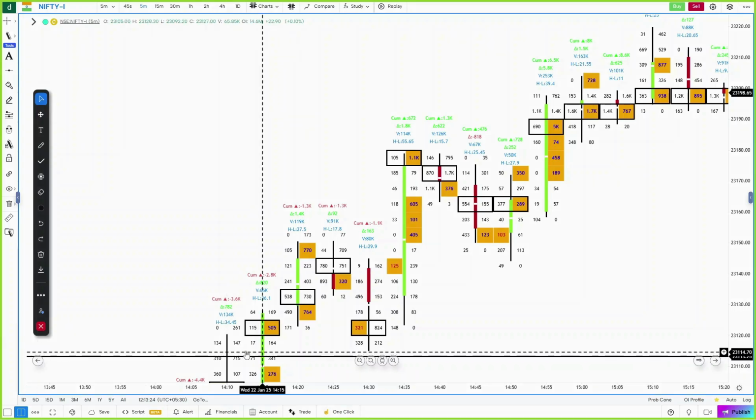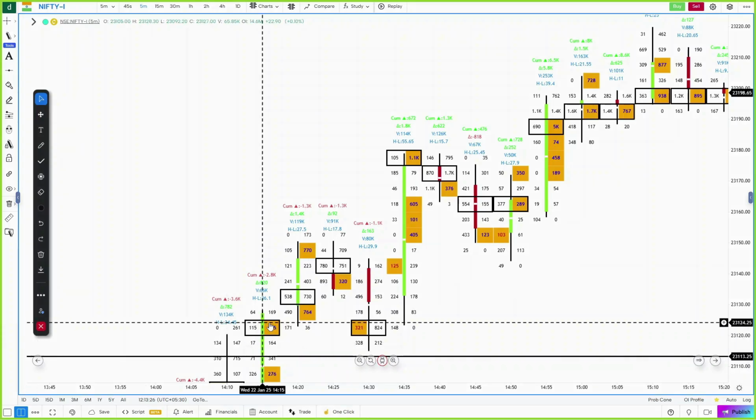So this is combining both order flow and double tops and double bottoms, guys. I hope I have added some value to your trading.